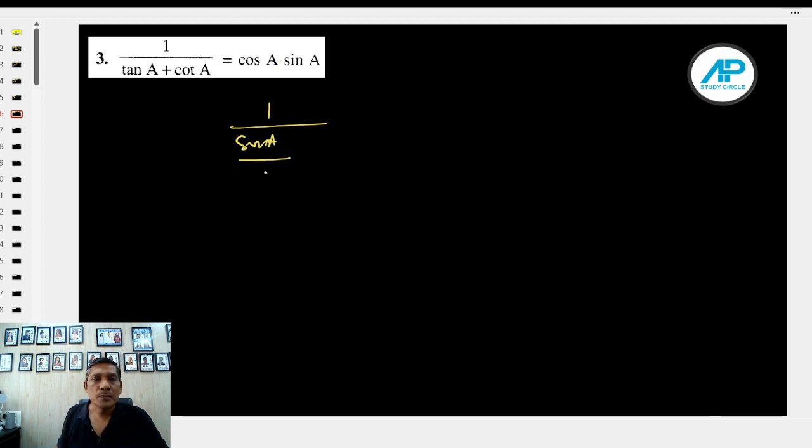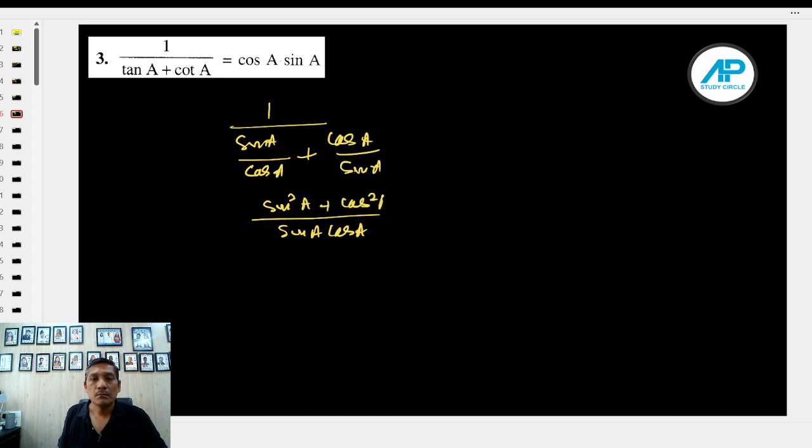tan A is sin A upon cos A, and cot A is the reciprocal of tan A, cos A upon sin A. If I multiply these two, sin square A plus cos square A upon sin A cos A, it gives me 1 upon sin A cos A.